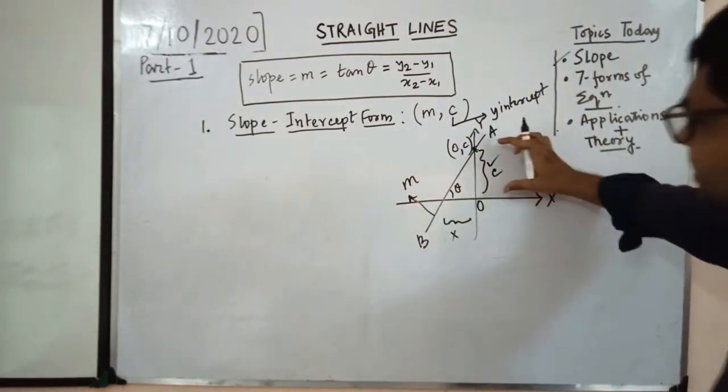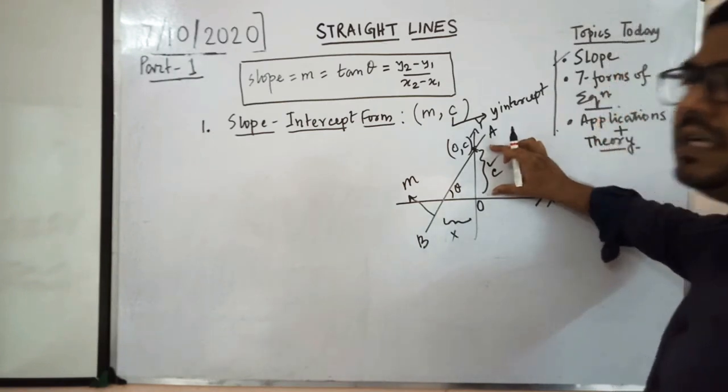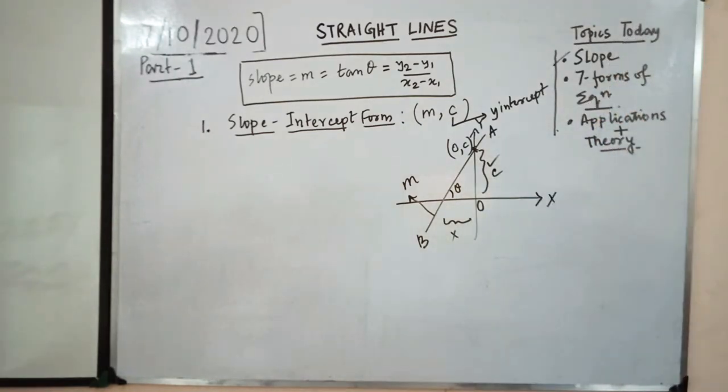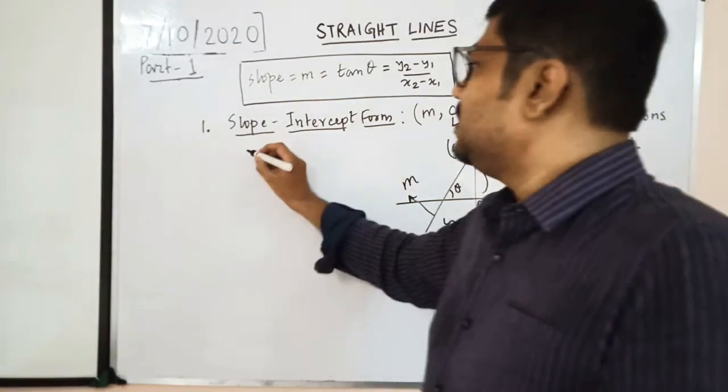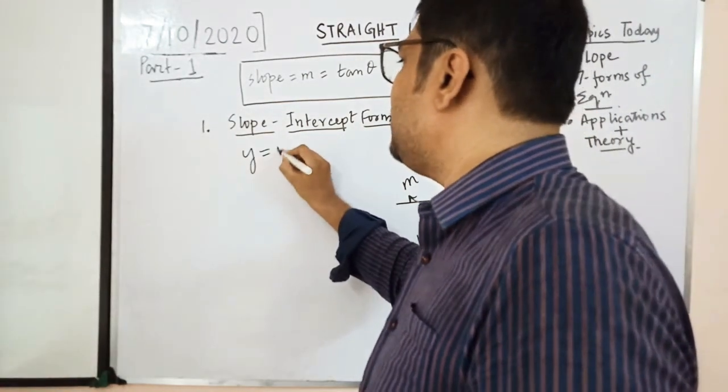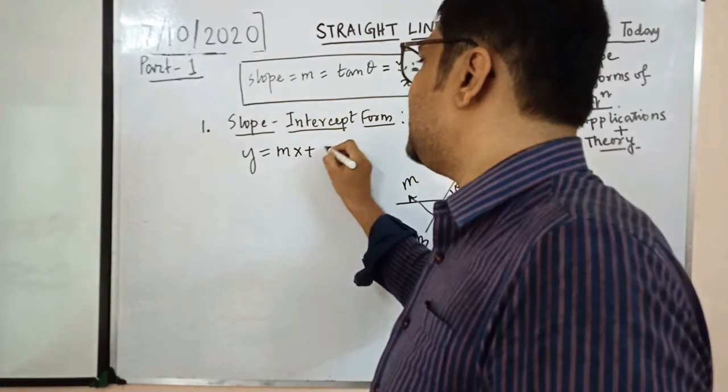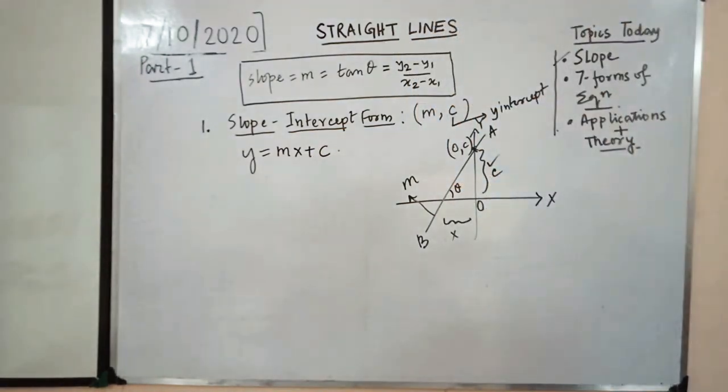Intercept means, again I tell you, the part which is cut from the y-axis. It could be negative as well. So here the equation will be y equals mx plus c. Okay, the equation will be y equals mx plus c.